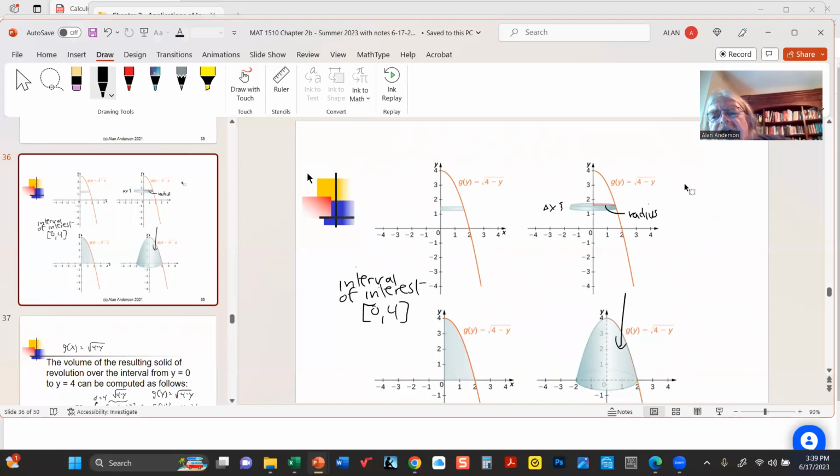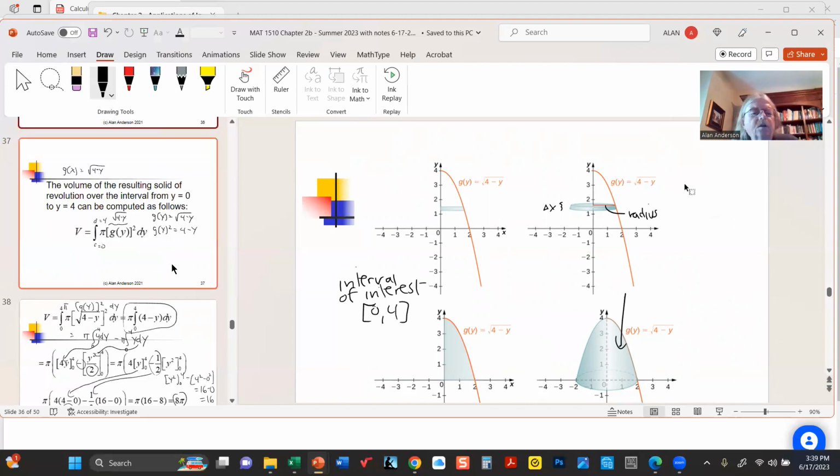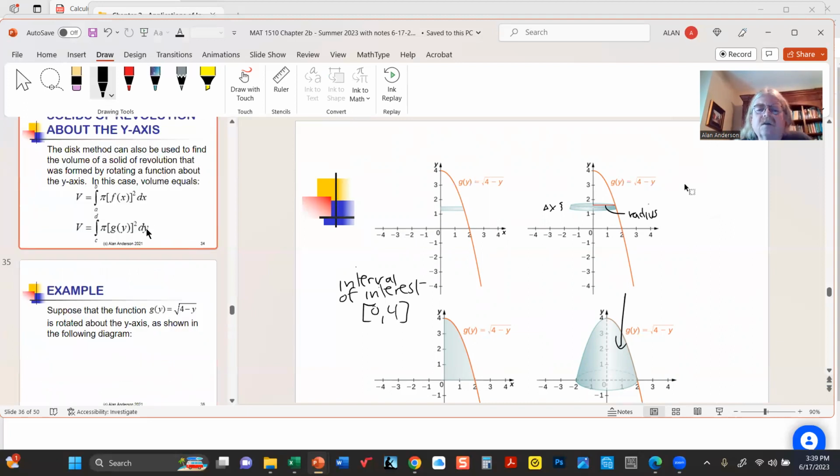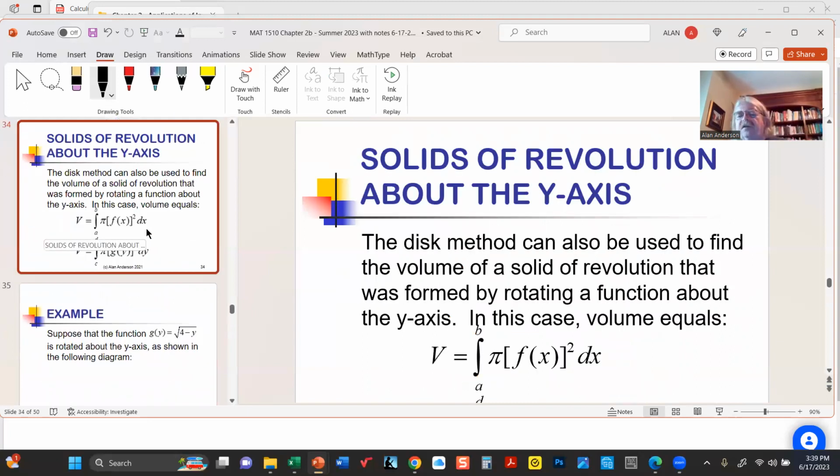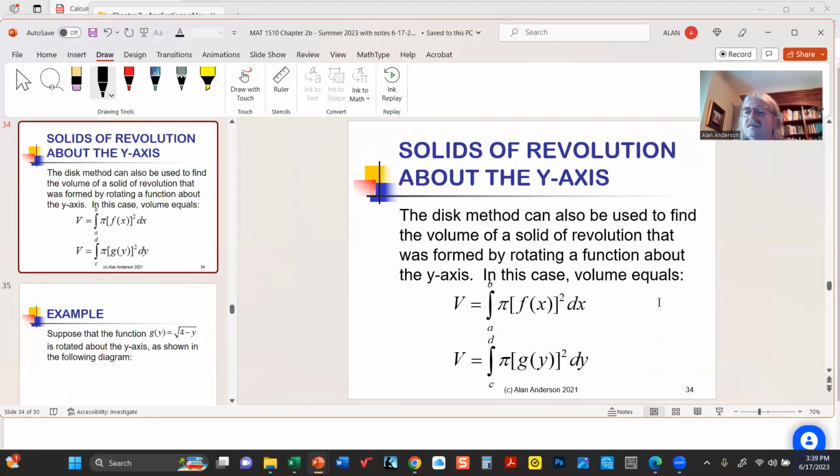but it wasn't very difficult. So once you have the function in terms of y, using the disk method, all you're doing is taking the integral of the interval of interest of pi times either f of x squared or g of y squared, and you're done.